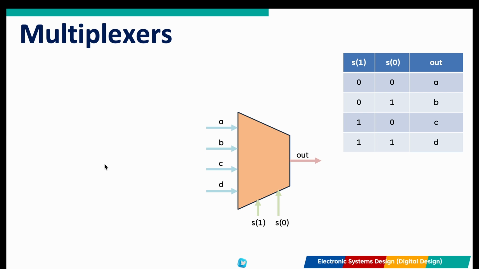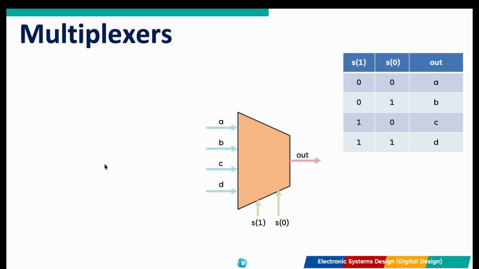Let's look into the truth table to see this steering logic in action. When S1 is 0 and S0 is 0, the mux chooses A. When S1 is 0 and S0 is 1, the mux chooses B. When S1 is 1 and S0 is 0, the mux chooses C. And finally, when both S1 is 1 and S0 is 1, the mux chooses D. In essence, the select lines act like an address, telling the mux exactly which room to listen to.